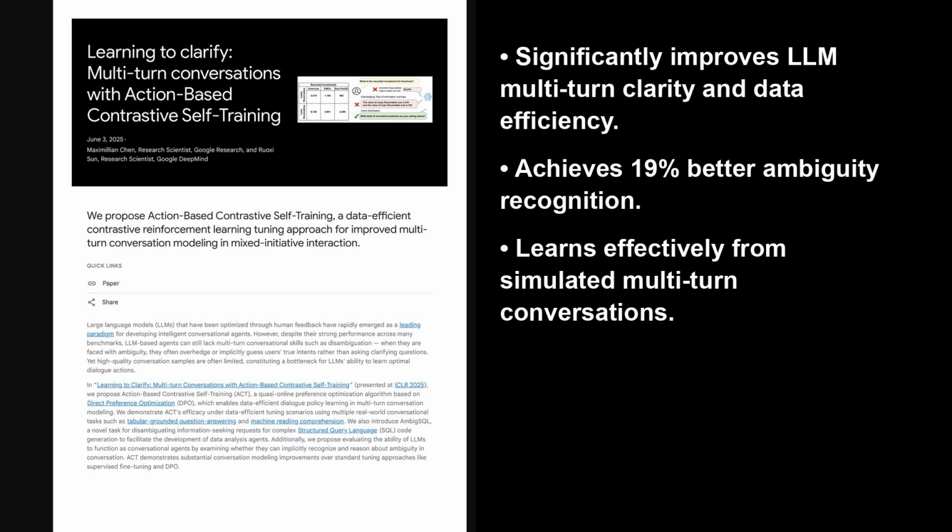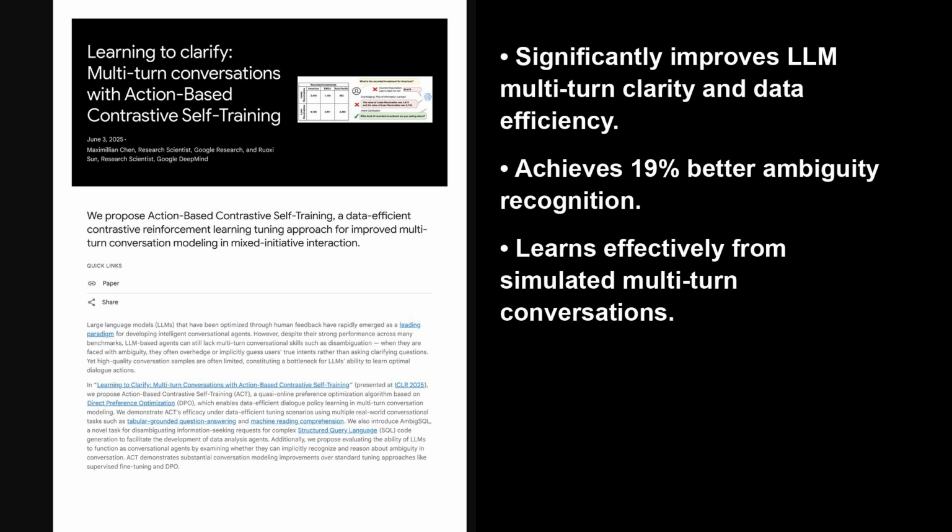than just guessing. ACT is a data-efficient tuning approach that uses reinforcement learning, where the model learns from trial and error, and contrastive learning, which involves learning by comparing good and bad examples. It also incorporates on-policy learning, meaning the model learns directly from the actions it currently takes. This approach builds upon techniques like direct preference optimization, or DPO, which is a common method for aligning models with human preferences. The research demonstrates that ACT substantially improves conversation modeling, particularly in data-efficient settings.